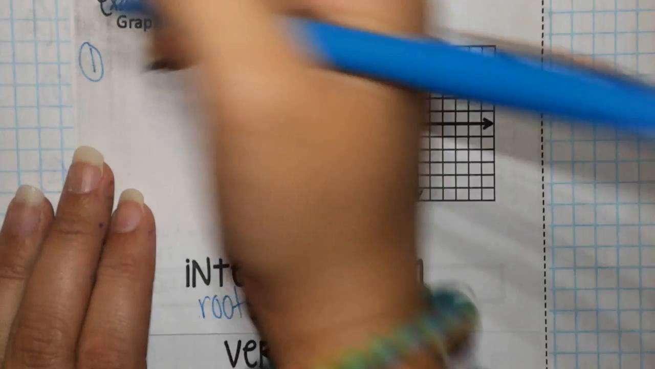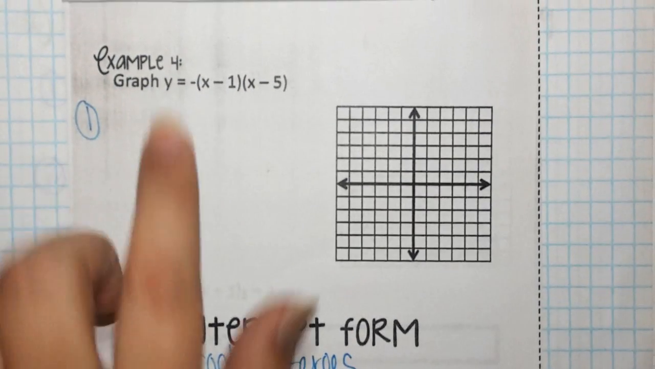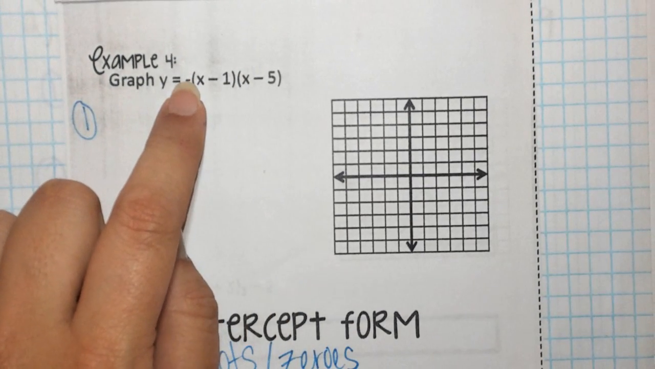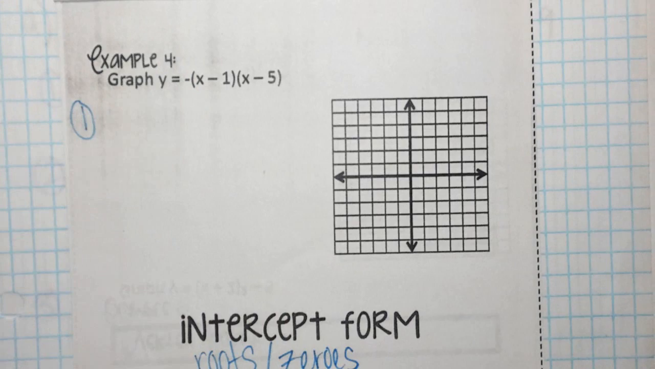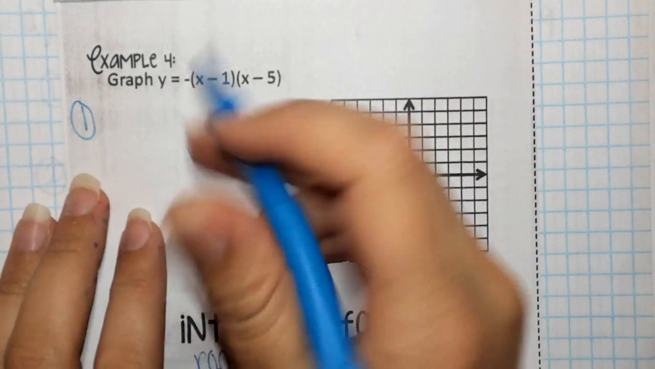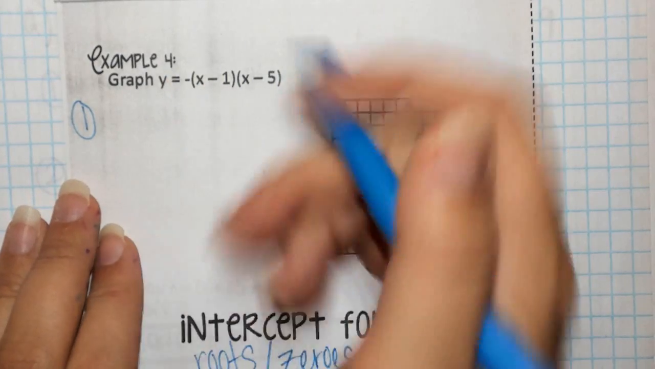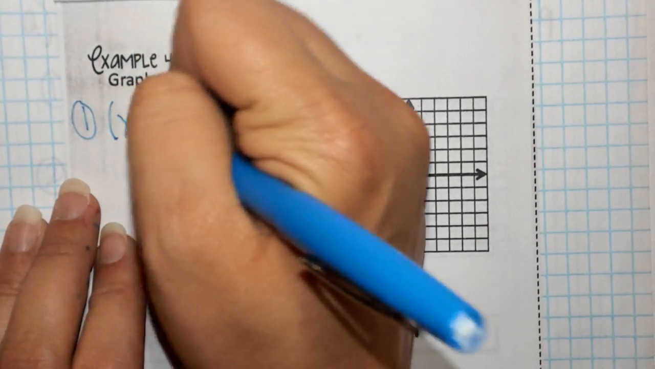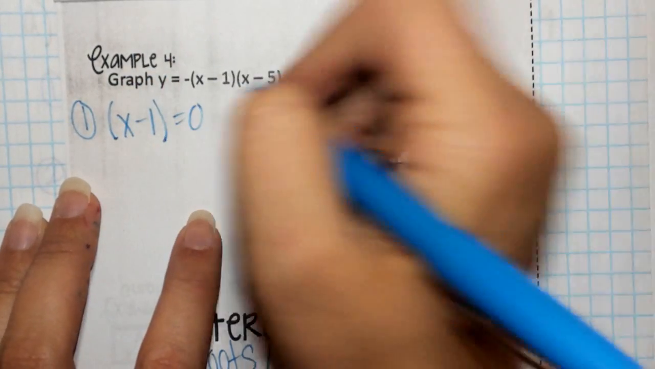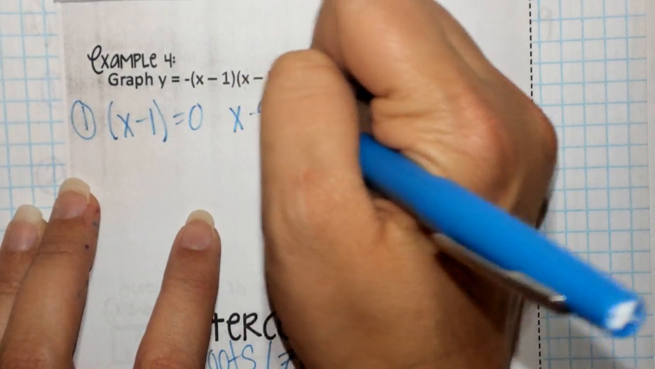All right, step 1. Now, notice that there's a negative out front. That is going to be very important. Do you think it's going to be a taco or a snow cone? It's going to be a snow cone because it's negative. Leave that there. Now, what you do is you take your parentheses. You say x minus 1 equals 0, and x minus 5 equals 0.